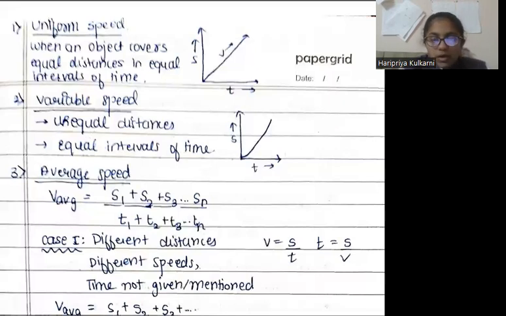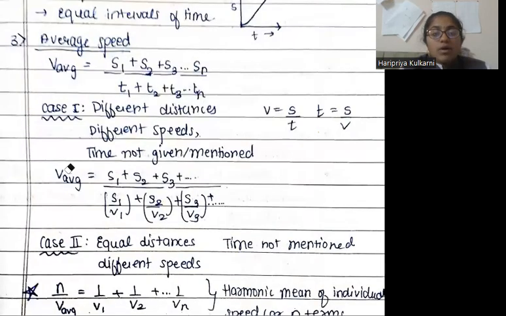Yeah. So average speed, that is V average. What is speed first of all? It is distance by time, right? So what is average speed? Total distance by total time. Simple, right? So S1 plus S2 plus S3 up to Sn divided by T1 plus T2 plus T3 up to Tn.